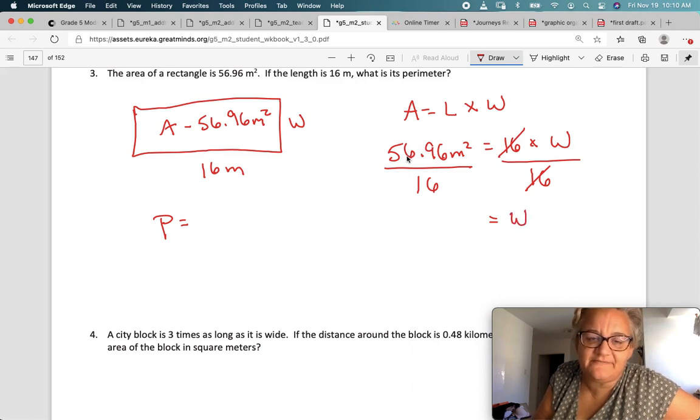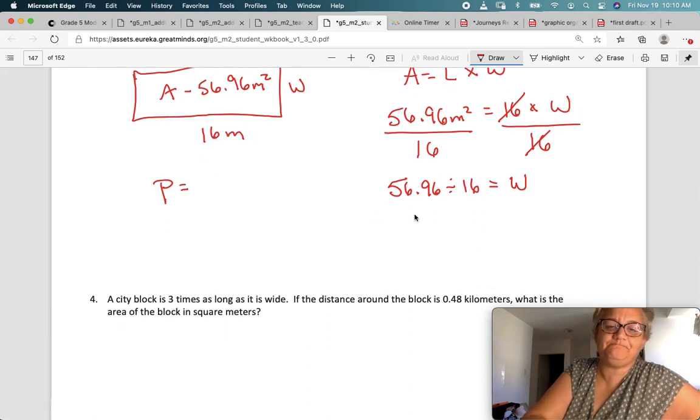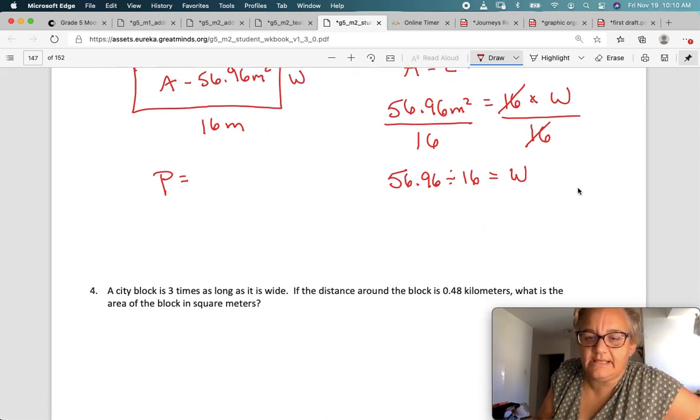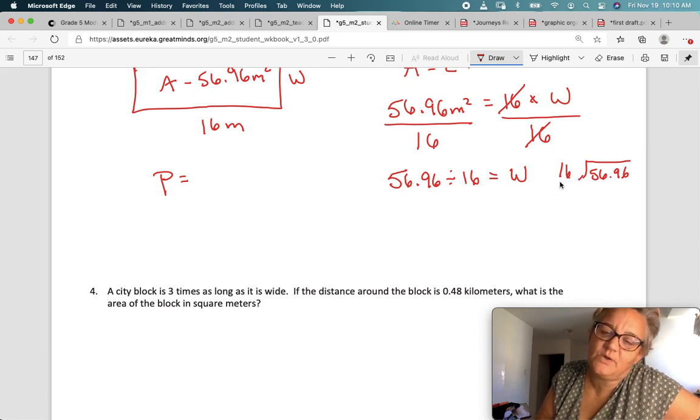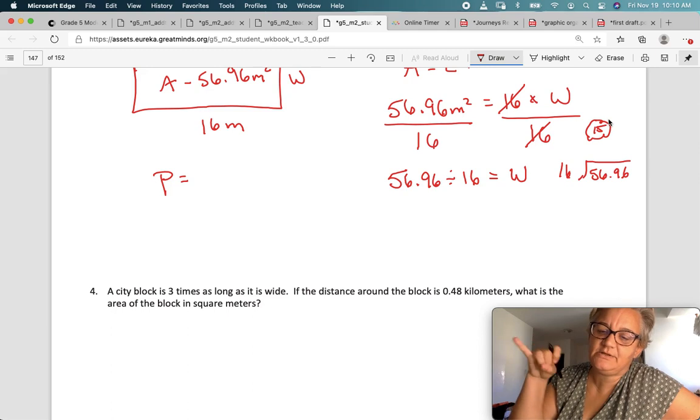And on this side, I have 56.96 divided by 16. Okay, that's what that means. When it's in fraction form, that means division. So 56.96 divided by 16 equals W. So now I can solve for that. And I'm going to put it over here so I have enough space. 56.96 divided by 16. Well, 16 times... Let's see. I'm going to think of it as 15s. That way I can count by 15s a little bit easier, right?